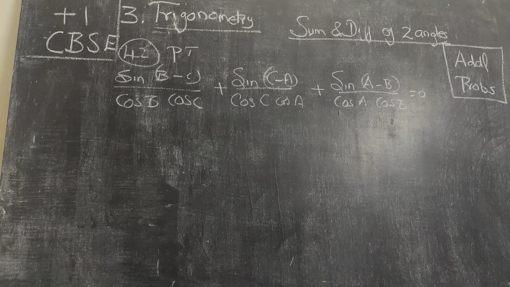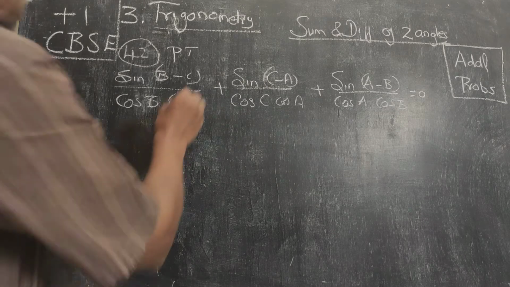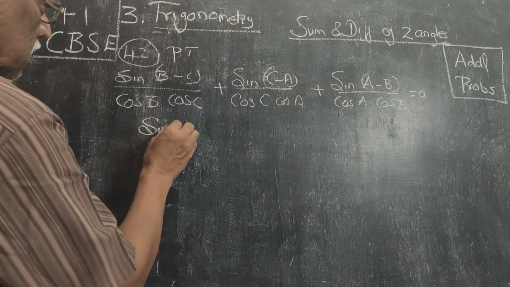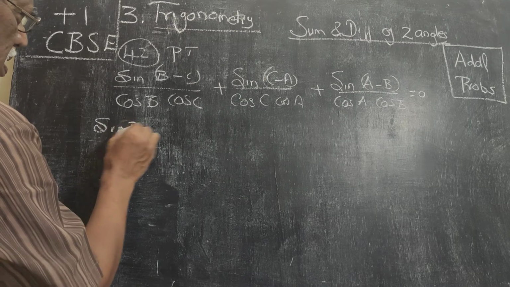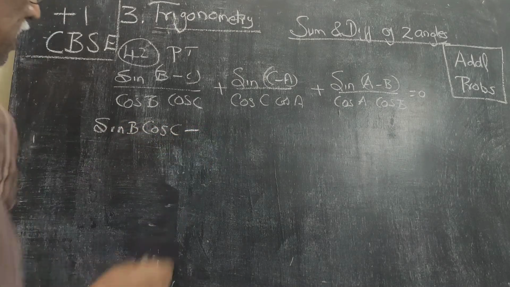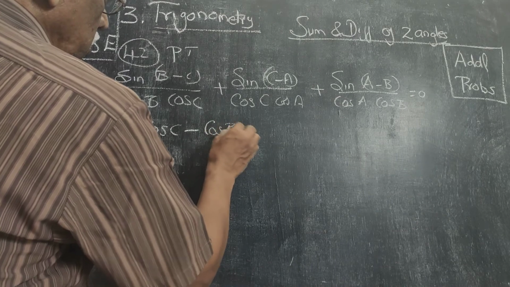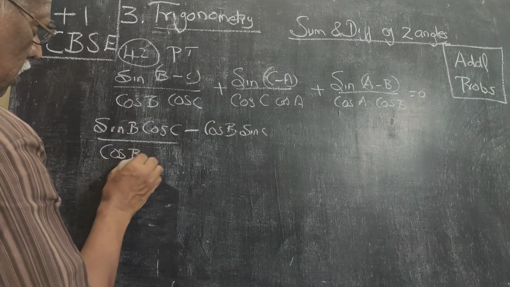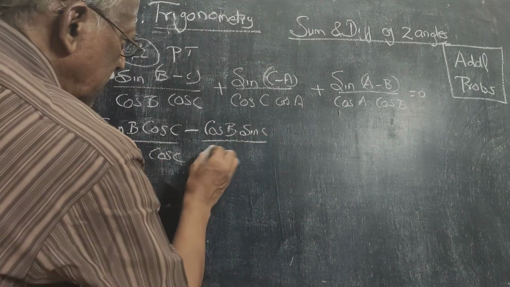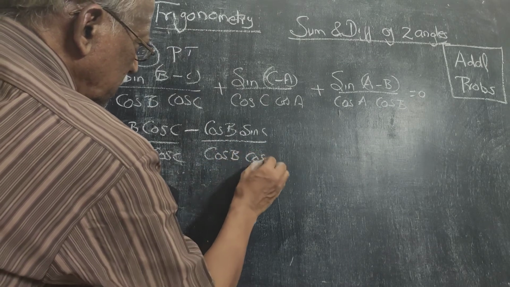We have to prove sin of B minus C by cos B cos C plus sin of C minus A divided by cos C cos A plus sin of A minus B divided by cos A cos B equal to 0. We'll go one by one. Sin of B minus C is sin B cos C minus cos B sin C. This is cos B cos C. Here again I am writing the cos B cos C. That is, I am just splitting up.